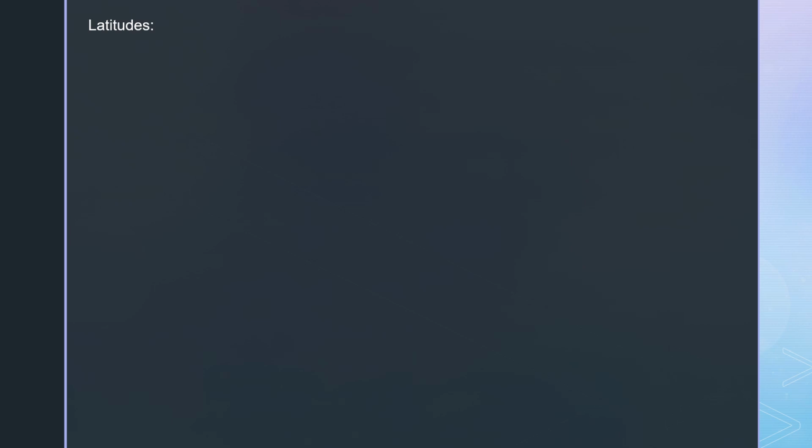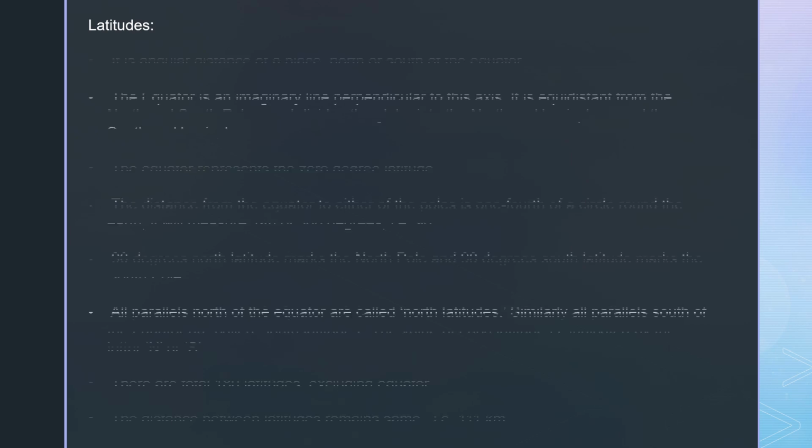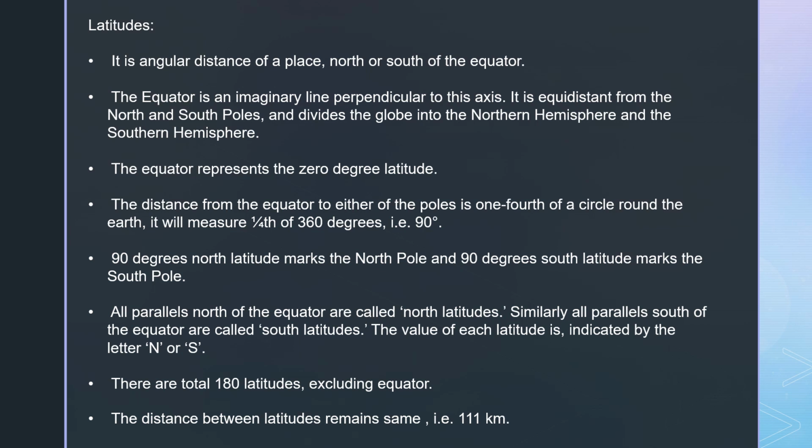Now we will move forward to latitudes. Latitude is the angular distance of a place north or south of the equator. The equator is an imaginary line perpendicular to the axis. It is equidistant from the North and South Poles and divides the globe into the northern and southern hemispheres. The equator represents the 0-degree latitude.